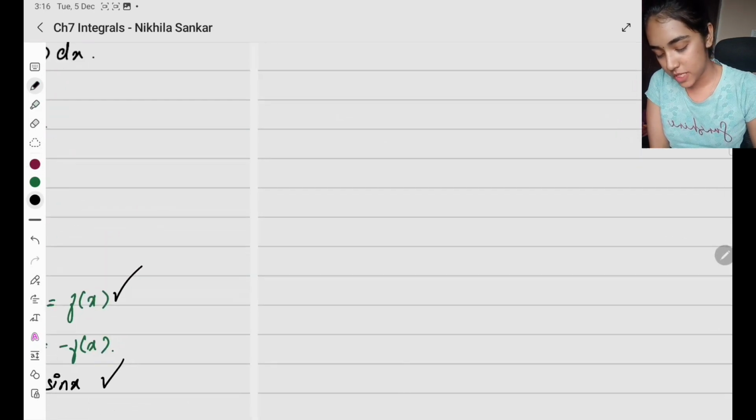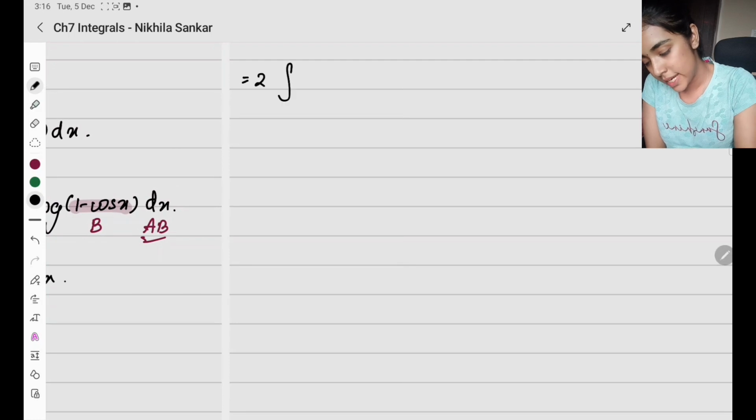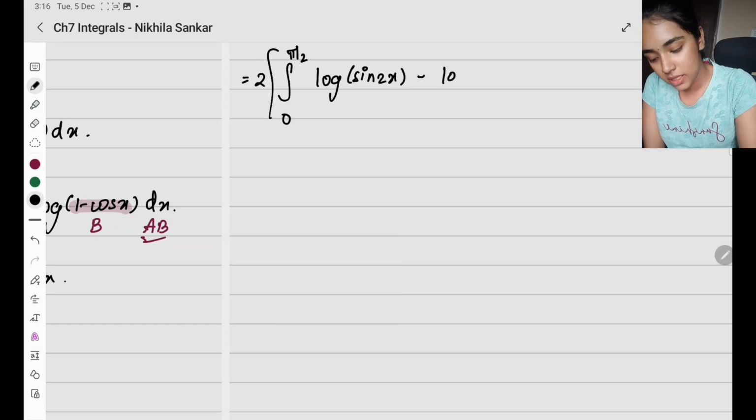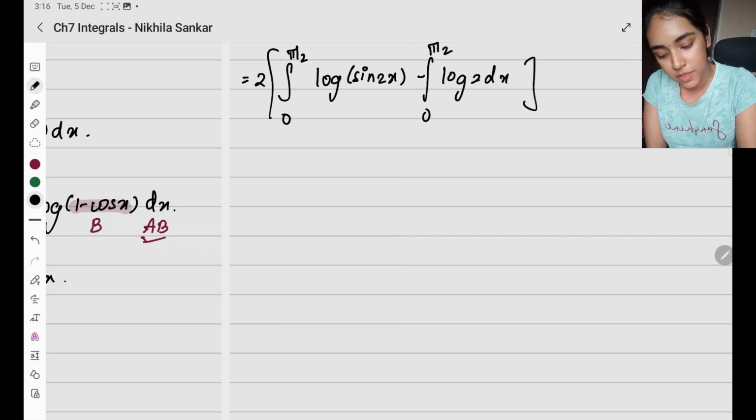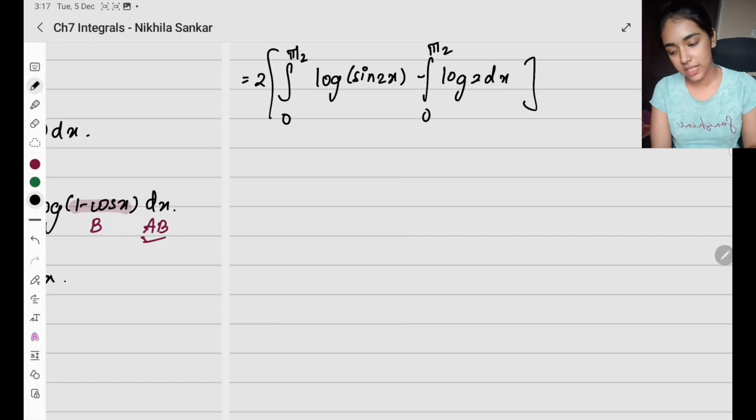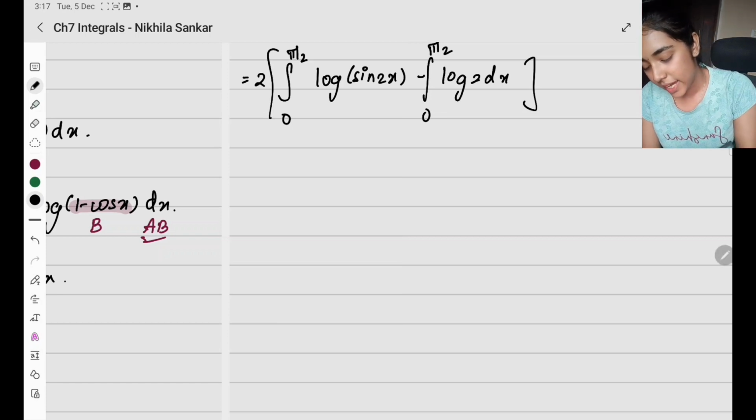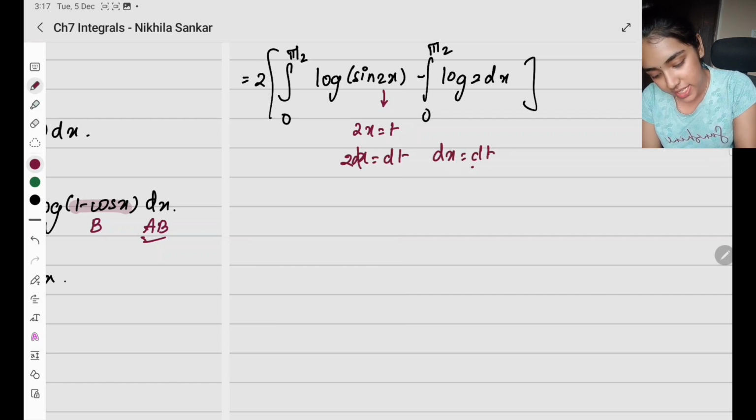So I have 2 times integral 0 to pi by 2 log of sin 2x minus integral 0 to pi by 2 log 2 times dx. So log 2 is a constant, it can come outside and I have to solve the integral that is on the left. So I can substitute for 2x. So 2x is going to be t, 2 times dx equals dt. So dx equals dt divided by 2.